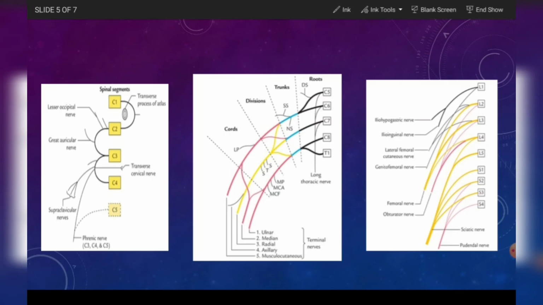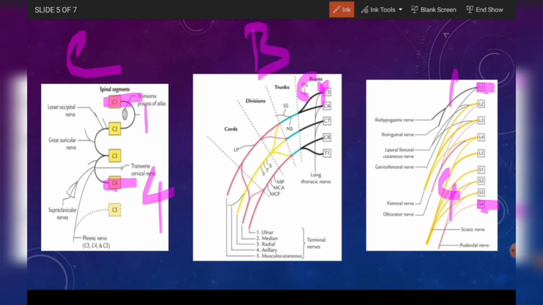So here we can see for the plexus, C1 to C4 is our cervical plexus, and L1 to S4 is our lumbosacral plexus. So 1, 4, 1, 4. After C4 we can remember that C5 to T1 is our brachial plexus. Cervical, brachial, lumbosacral.